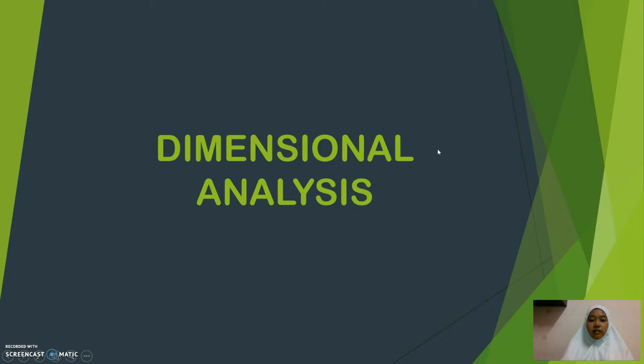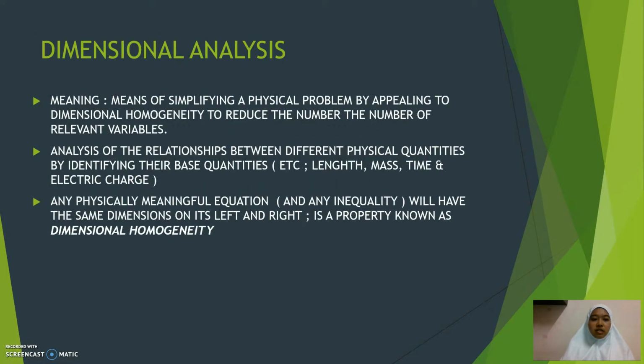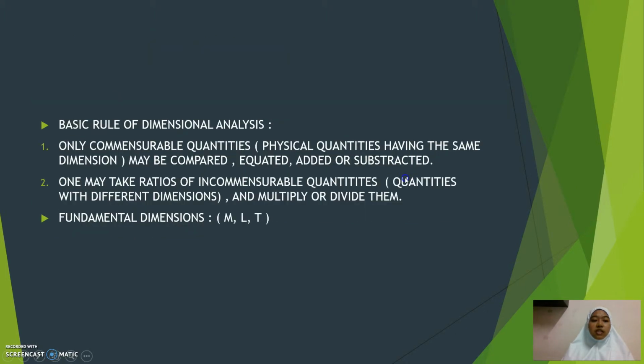Okay, next is dimensional analysis. So what is dimensional analysis? It means of simplifying a physical problem by appealing to dimensional homogeneity to reduce the number of relevant variables. Analysis of the relationships between the different physical quantities by identifying their base quantities, such as length, mass, time, and electric charge. Any physically meaningful equations and any inequality will have the same dimension on its left and right. It is a property known as dimensional homogeneity.